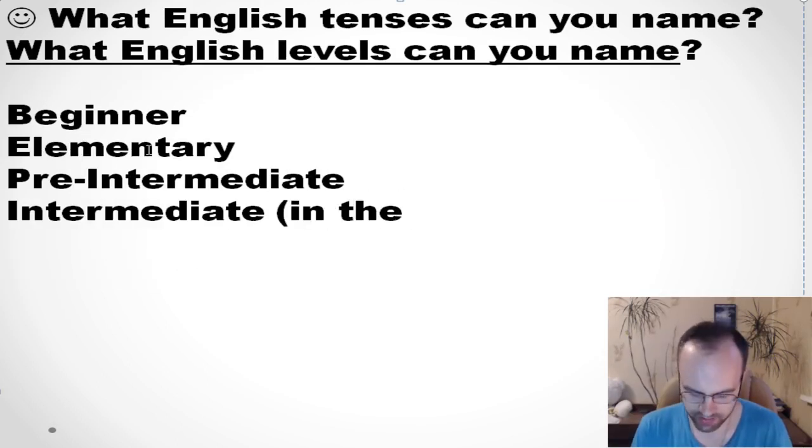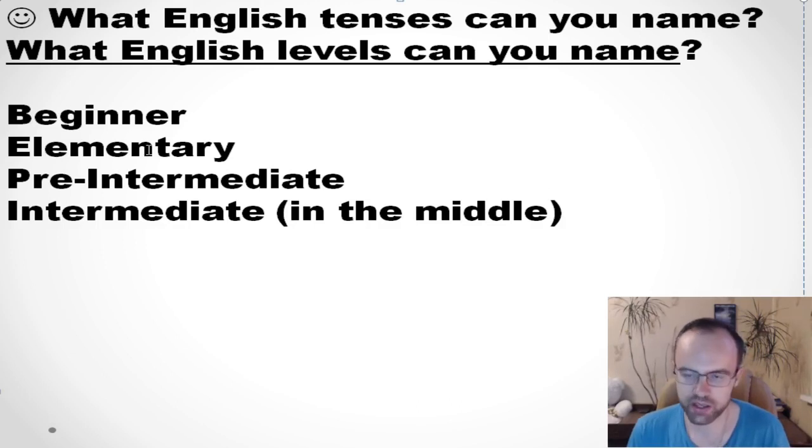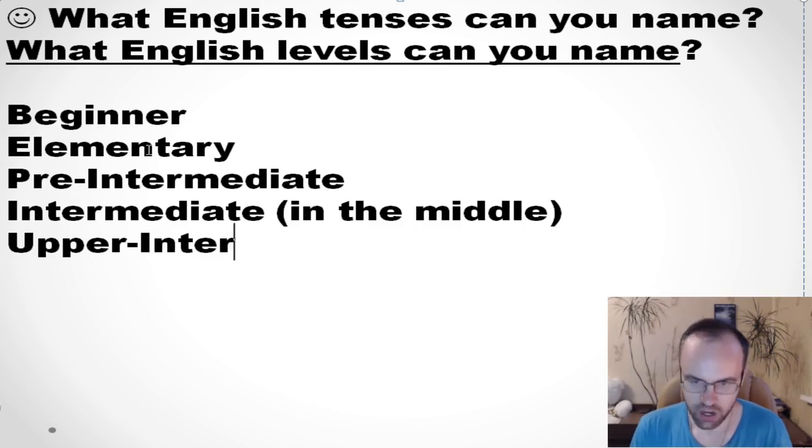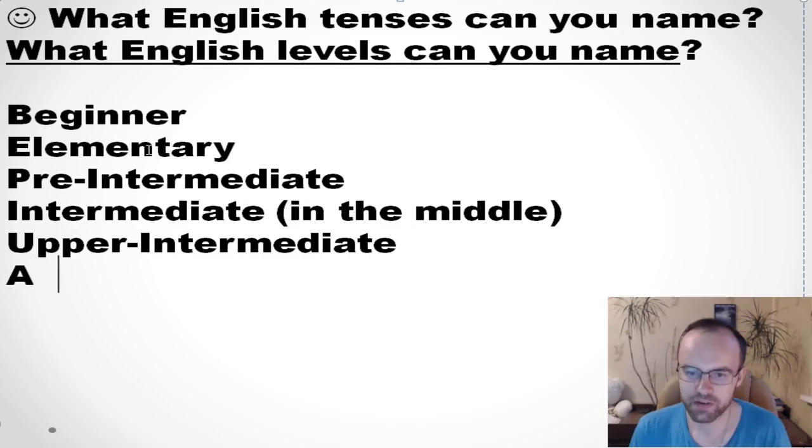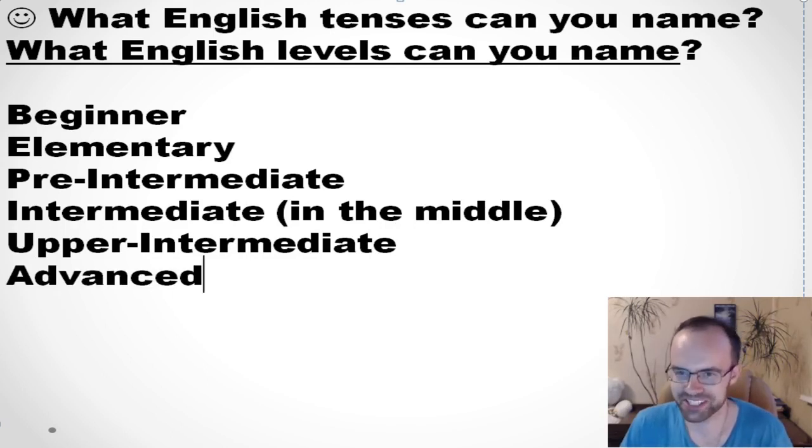Intermediate, so it's somewhere in the middle. Then we have upper intermediate and advanced. Okay, very good. Well done, my friends.